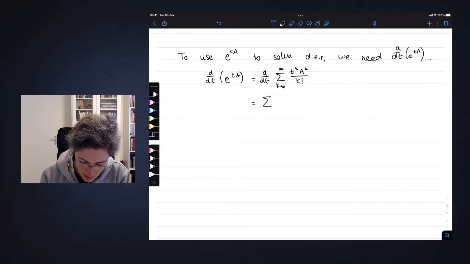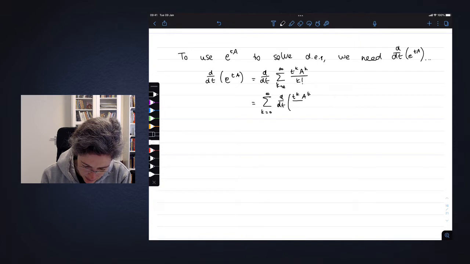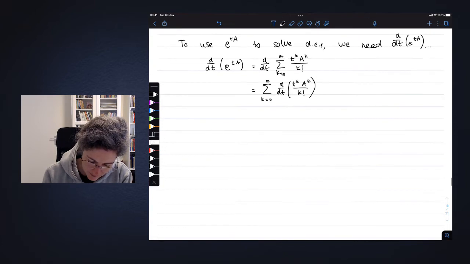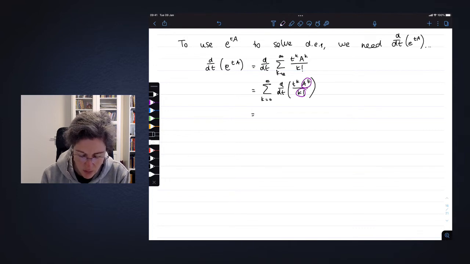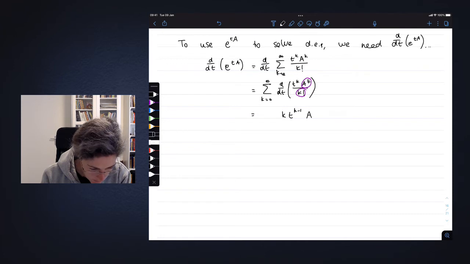So this is going to be a sum from k equals 0 to infinity of d by dt of t to the k, A to the k over k factorial. Now, our A to the k and our k factorial are all just constants. So the only term that really gets differentiated is our t to the k. So we want the derivative of t to the k with respect to t. We know how to do that. So we've got k times t to the k minus 1 times A to the k over k factorial.